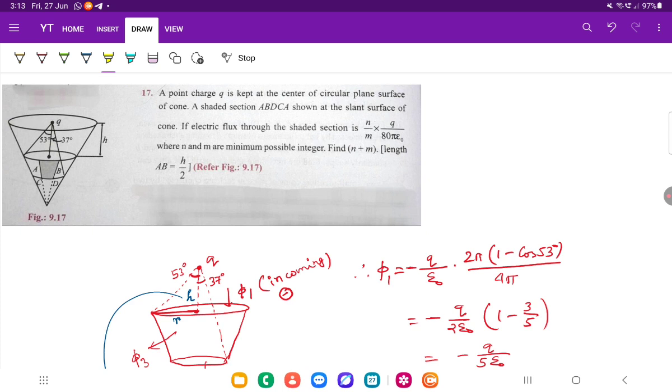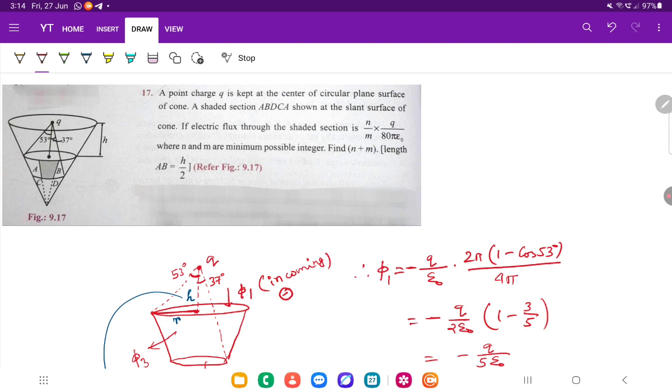The problem states that a point charge q is kept at the center of circular plane surface of cone. A shaded section ABDCA as shown at the slant surface of the cone. They have shown also here. This is the ABCDA surface, right?